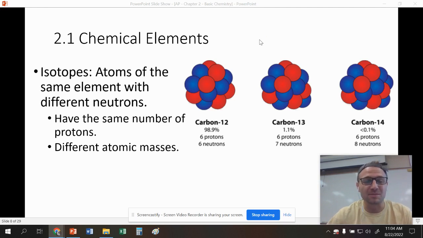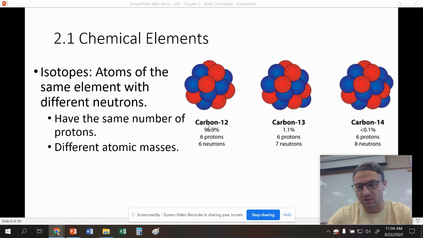So isotopes, these are atoms of the same element with different numbers of neutrons. You can see that we have carbon 12, 13, and 14 up here. Carbon 12, you can see we have 6 protons, 6 neutrons. Carbon 13 has 6 protons and 7 neutrons. And carbon 14 has 6 protons and 8 neutrons. You can see the number of protons stays the same, but the number of neutrons differs, and we're adding one for each neutron that we're adding here.